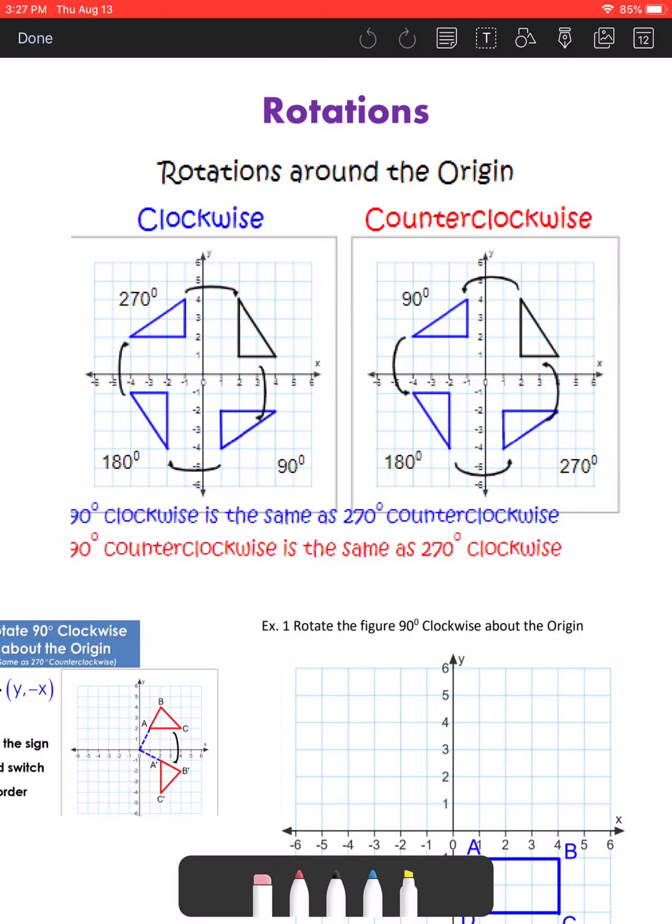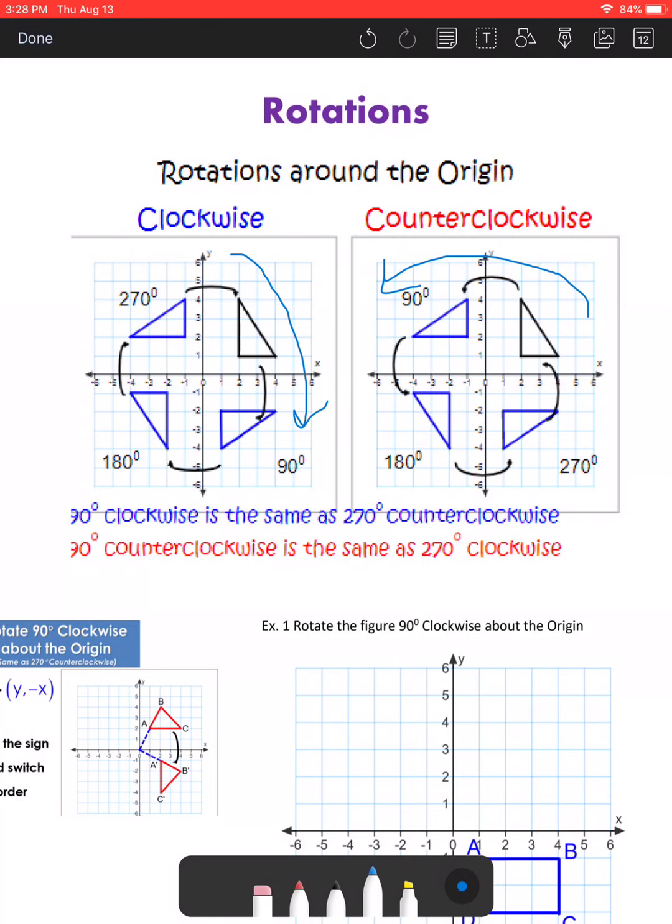We could rotate it clockwise, which is exactly what it sounds like. The figure rotates in the direction in which clock hands would rotate. Or we could rotate a figure counterclockwise, which means that the figure would rotate in the opposite direction of what a clock hand would rotate around a clock.